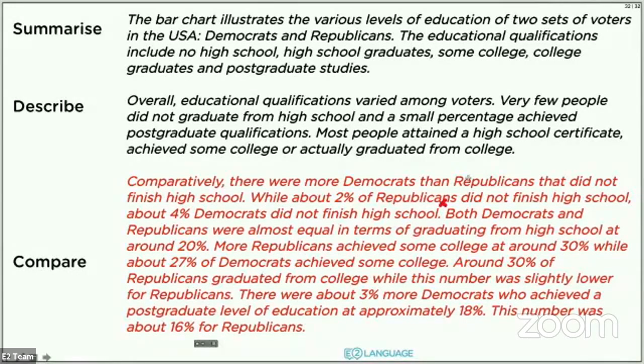Both Democrats and Republicans were almost equal in terms of graduating from high school, at around 20%. Next sentence: more Republicans achieve some college. I wrote this very quickly, so I apologize. It's not great. More Republicans achieve some college at around 30%, while about 20% of Democrats achieve some college.